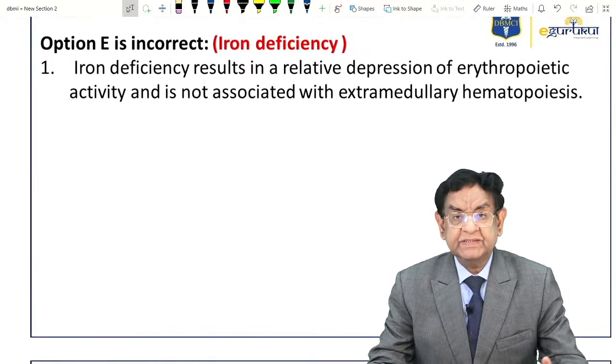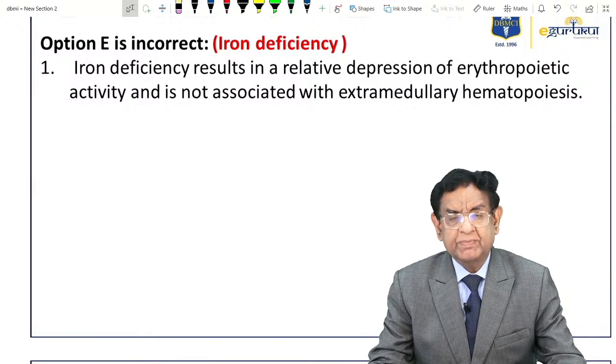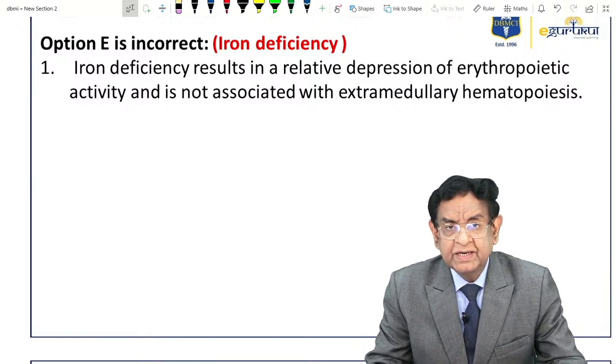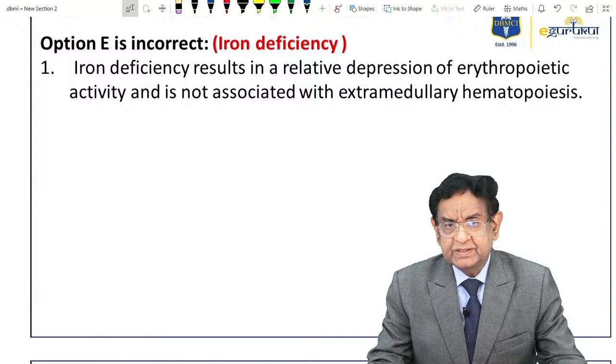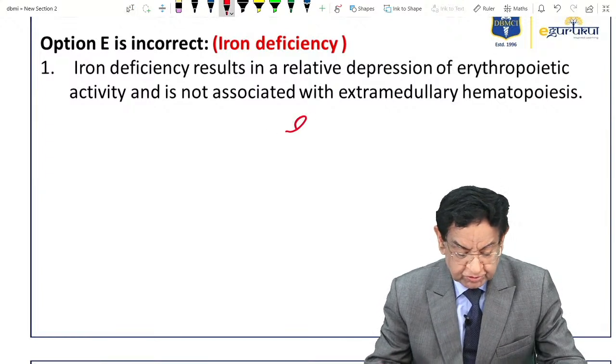Iron deficiency, no way. We are well aware iron deficiency anemia is a very common cause of anemia in the world. It has nothing to do with extramedullary hemopoiesis. This option is also ruled out.